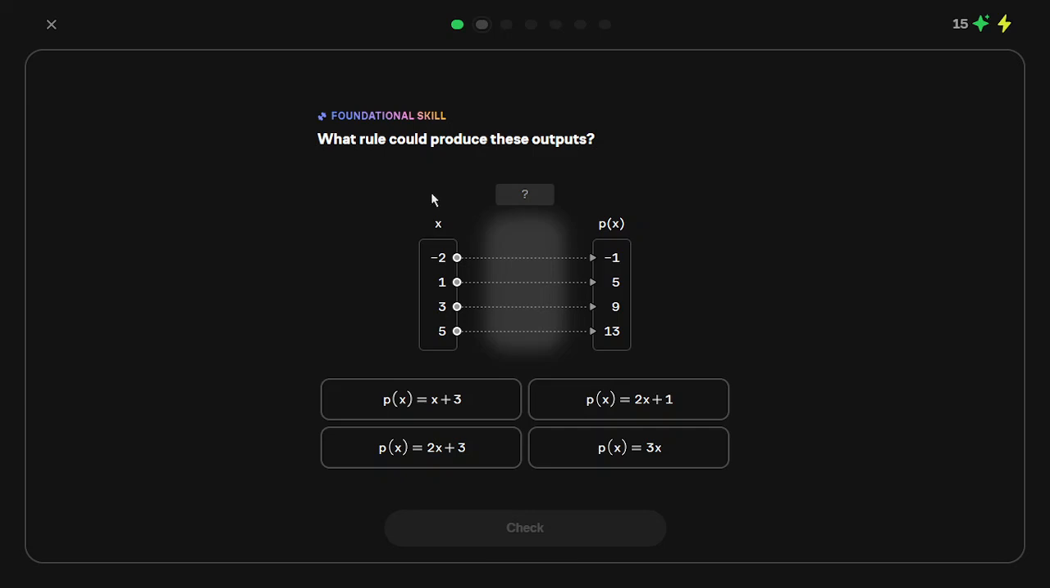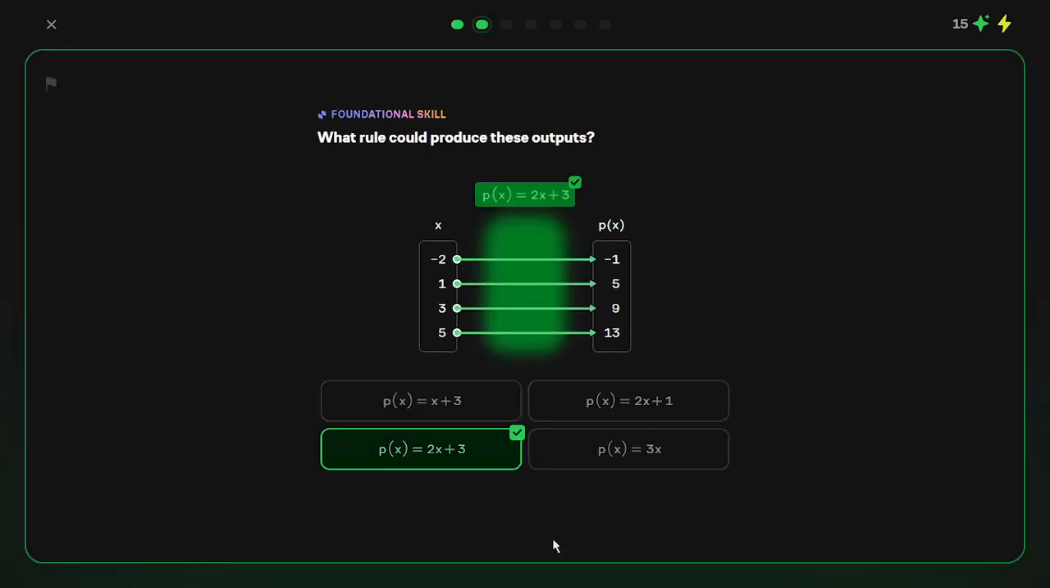2x plus 3 seems correct to me. I think it's the correct answer because negative 2 times 2 equals negative 4, plus 3 equals negative 1. 1 times 2 equals 2, plus 3 equals 5. So I would pick this. It's correct. So let's go to the next one.